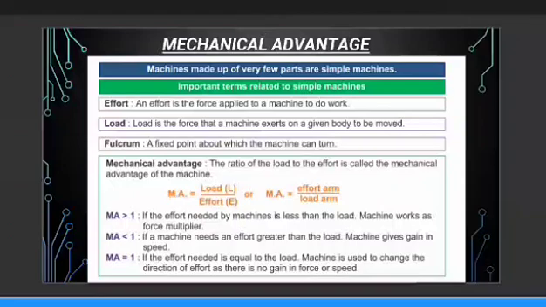So MA greater than 1, force multiplier; less than 1, speed multiplier. And if it is equal to 1, meaning the load is equal to effort, then why are we using this machine? Because when you use a machine, it will change the direction. I gave the example of drawing water from the well. So what is the definition of mechanical advantage? It is the ratio of load to effort. MA is load upon effort.